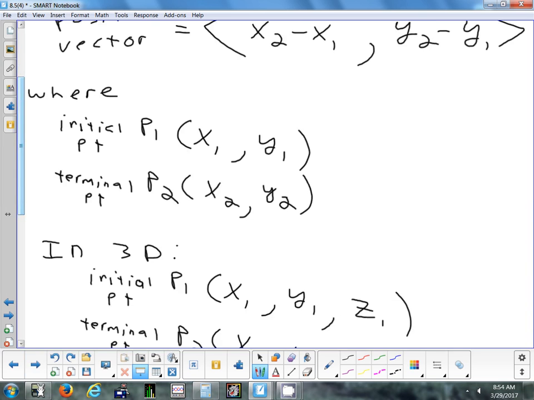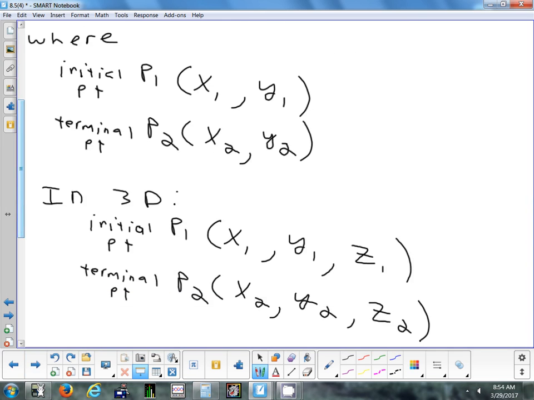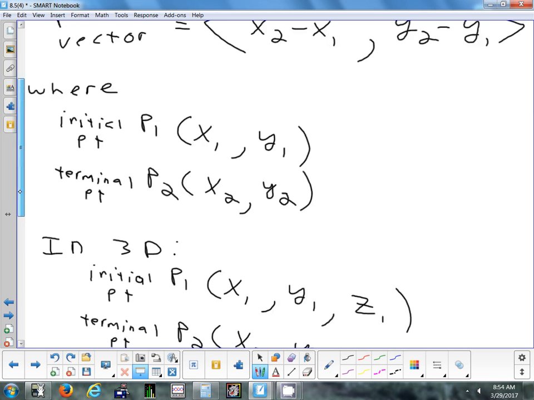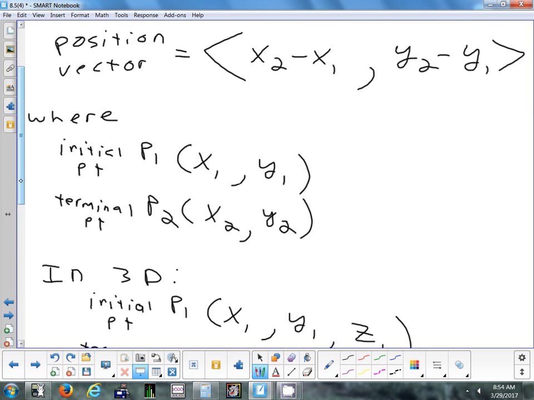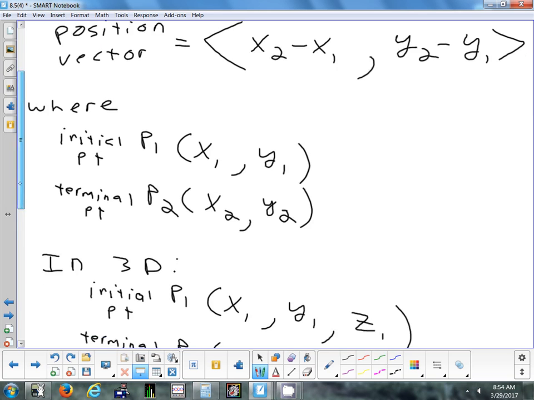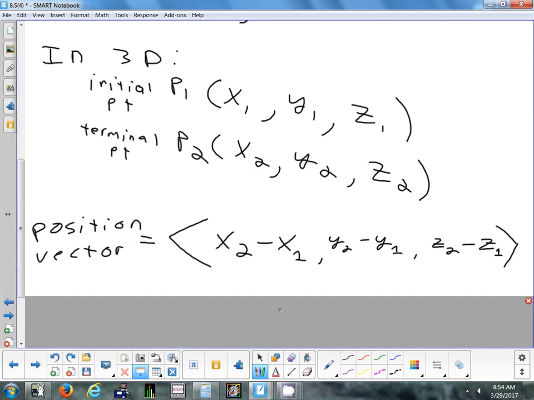Okay, so now in 3D, we're going to have an initial point and a terminal point. The only difference is it's going to be a 3-dimensional coordinate. And what do you think I'm going to have to do to my position vector formula in 2D? Just add Z2 minus Z1. Yeah, just put on Z2 minus Z1 on the formula. So now if you copy that formula down and you're doing a 2D problem, just pretend Z2 and Z1 are both 0. That's basically what we've been doing all week.